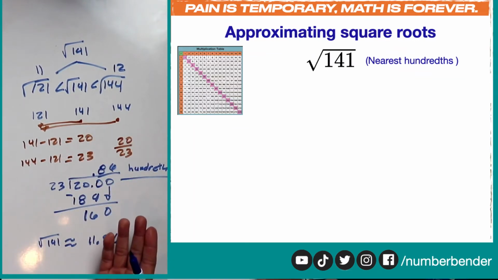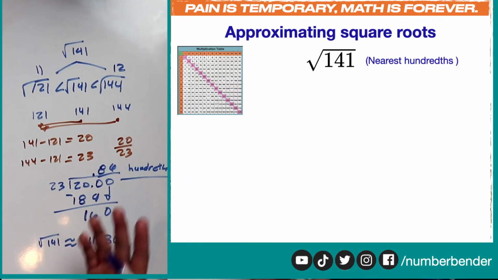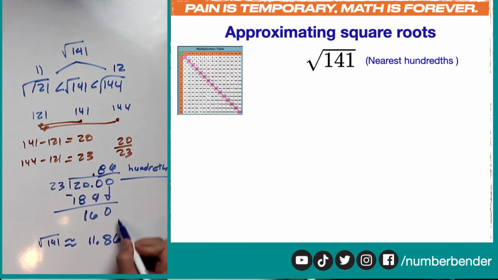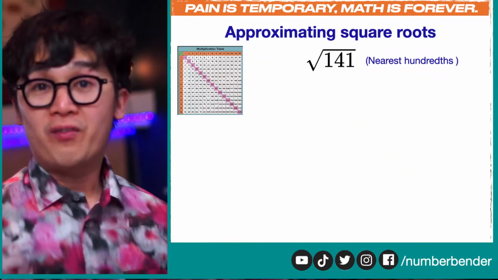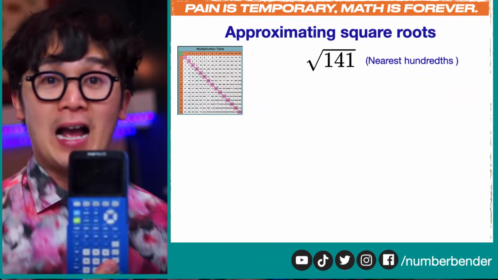Now, if you need to estimate your square root to the nearest thousandths, 10,000ths, and so on, you're just going to continue working with your long division to be able to complete your estimated value of your square root. And that is how we find the square root of 141 without using our calculator.